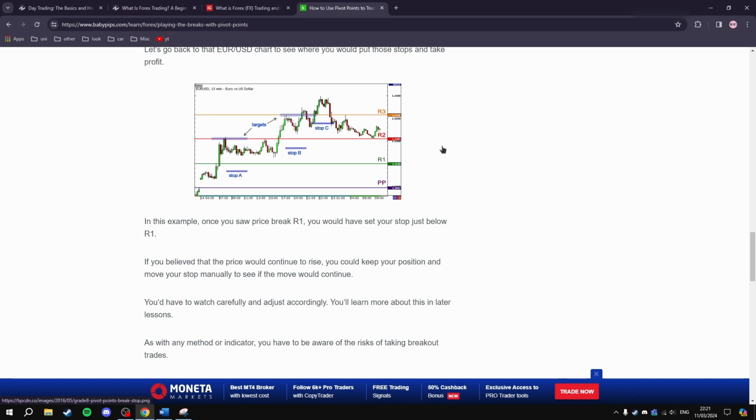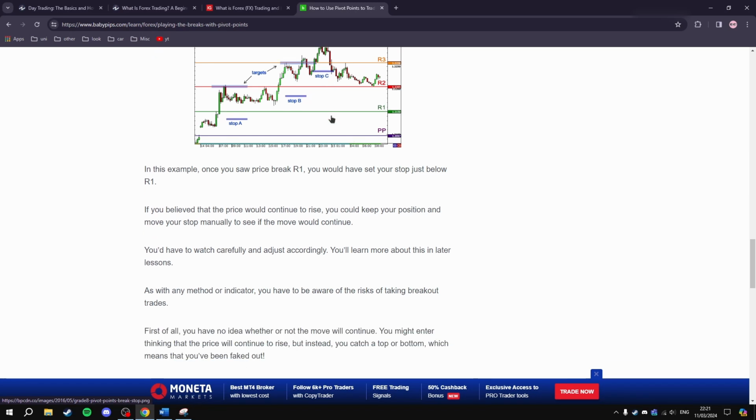So in this example, once you saw price break at resistance 1, which is here, the green one, you would have set your stop just below resistance 1. If you believe that the price will continue to rise, you could keep your position and move your stop manually to see if the move will continue. You would have to watch carefully and adjust accordingly. You'll learn more about this in later lessons. So trailing stops, I think that's what they called it.